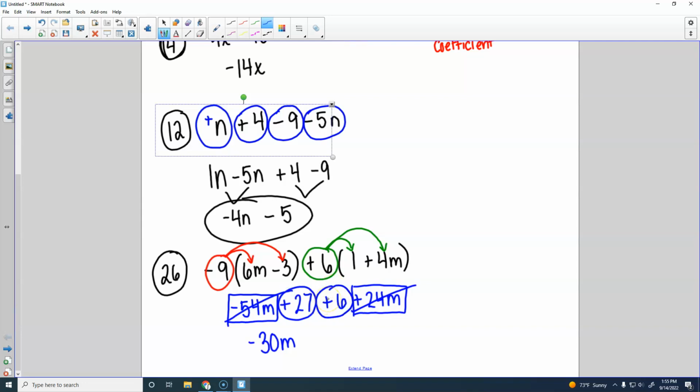So if I got positive 27 and positive 6, what do I get when I combine those? 33. Is it positive or negative? Positive, so I'll put plus 33. Check both of those off because they've been combined. Can I combine these two together? I cannot because they are not like terms. I will just stop here.